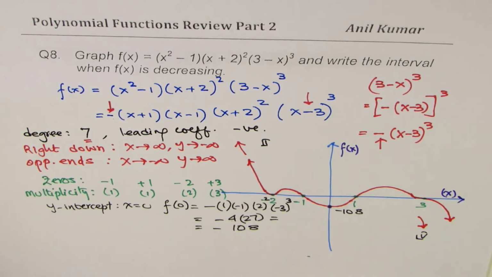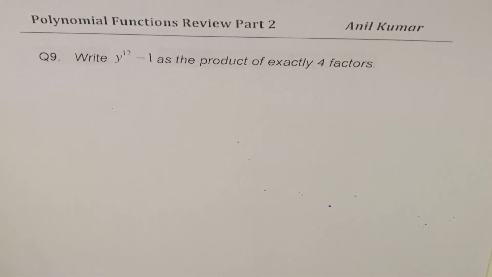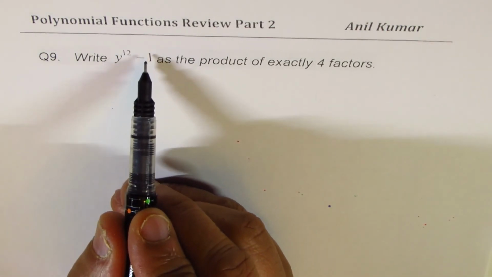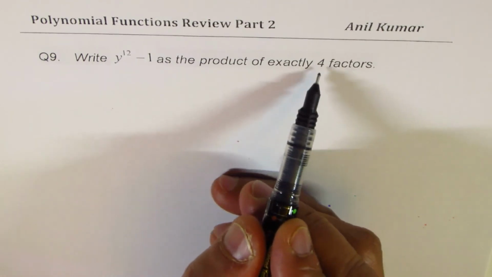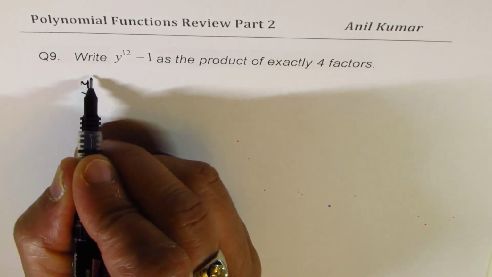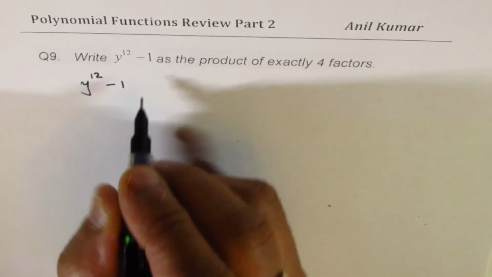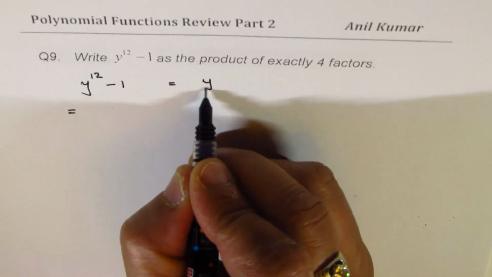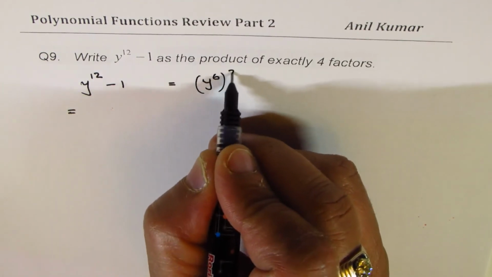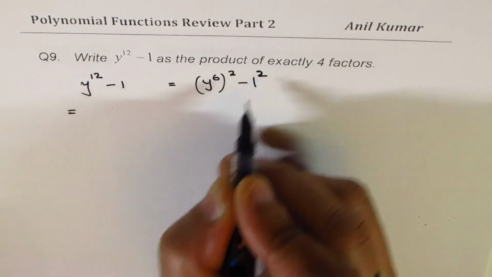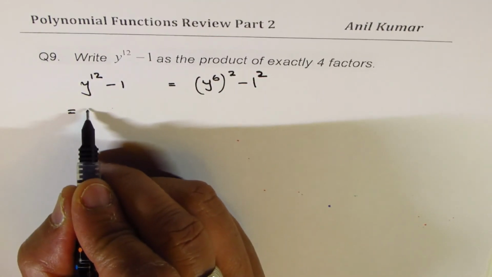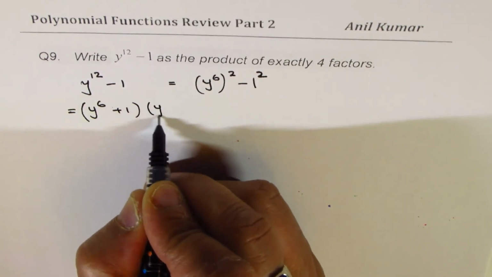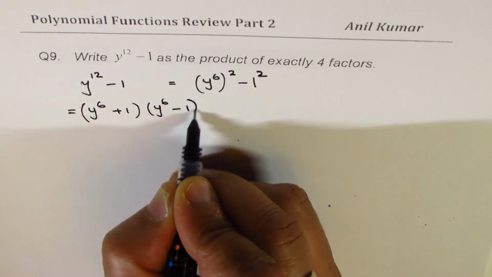With that, let's move on to the second last question, which is we need to write y to the power of 12 minus 1 as a product of exactly 4 factors. So let's do this. Y to the power of 12 minus 1. We could think about this as y to the power of 6 squared minus 1 squared. So we can use the difference of squares. So we could write this as y to the power of 6 plus 1 times y to the power of 6 minus 1.